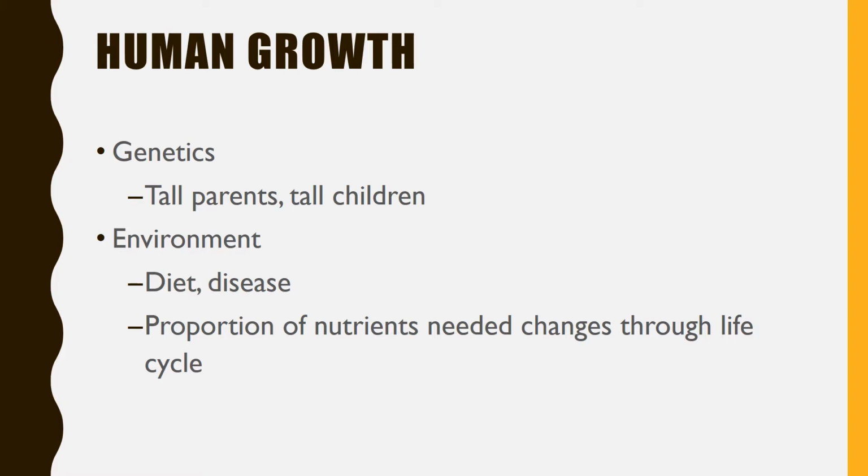Too little nutrients, though, can delay maturation and produce a smaller adult body size. Poor nutrition slows down growth, and this unfortunately affects a great deal of the world. Not only does it delay growth, but it suppresses the immune system and increases susceptibility to disease and death. Disease also affects human growth.